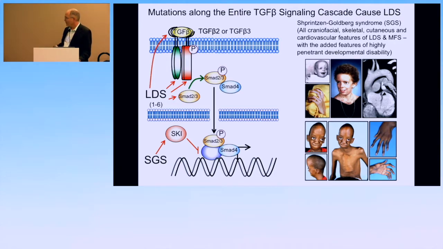These individuals have virtually all of the manifestations of Loeys-Dietz syndrome with the added feature of highly penetrant developmental delay. SKI is a very interesting molecule that works in the nucleus to prevent TGF-beta-driven gene responses. So in Shprintzen-Goldberg syndrome, we see loss of function of a negative regulator of TGF-beta signaling, and a condition that looks very strikingly like Loeys-Dietz syndrome.